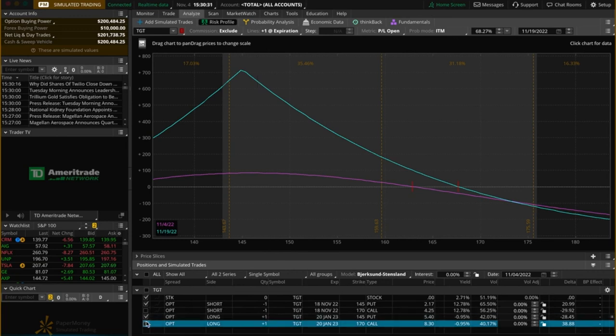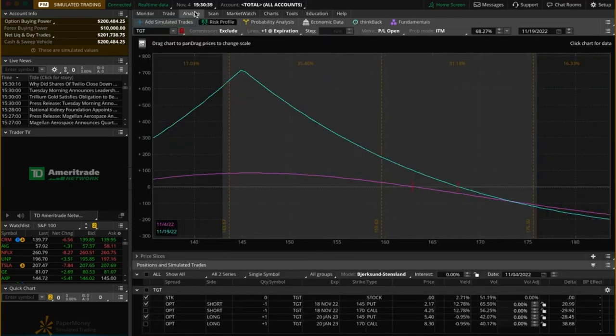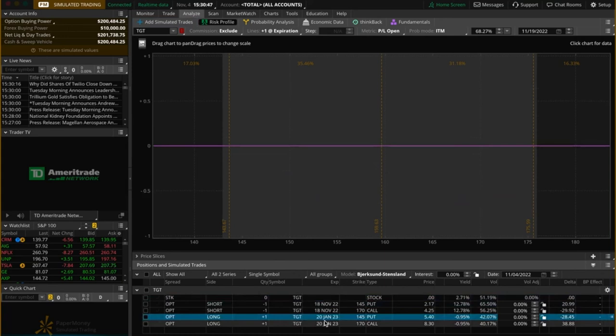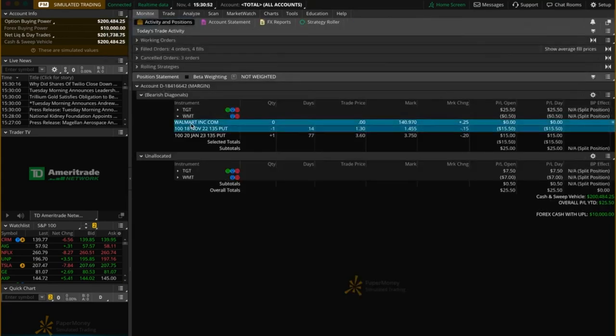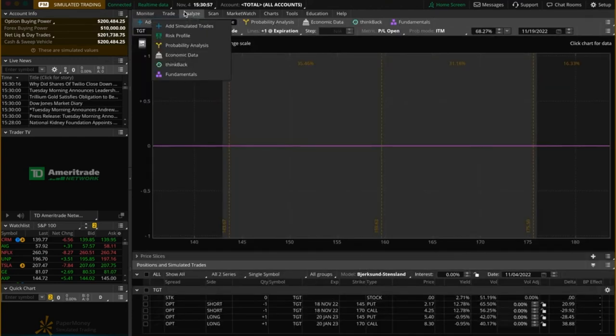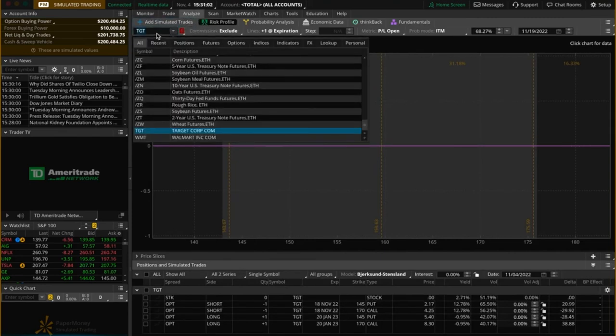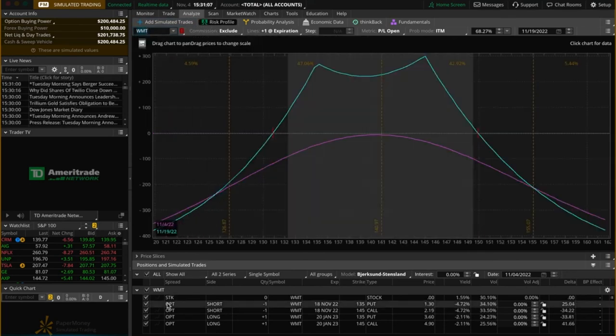I don't believe the Walmart is on here. So let me go over here and probably select the Walmart, and then go back to here. No, this is not going to show me my positions for Walmart for some reason. Let's see if I select them, will they show up? Nope. That's because the ticker is there. Oh, there we go. So there they are.